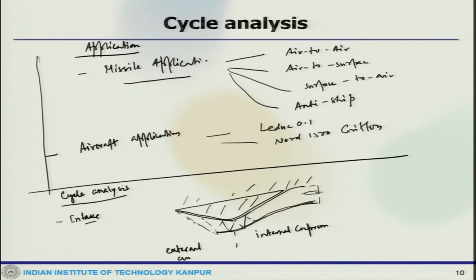So it could have different shapes, or it could also have a constant or variable area duct. Okay. Also the supersonic one has some spike which allows this kind of shock interaction to take place.